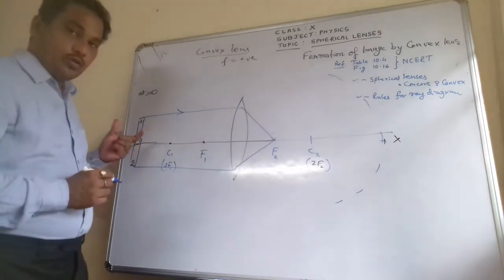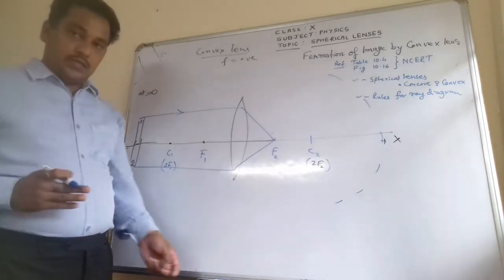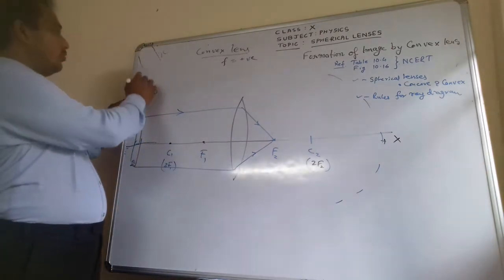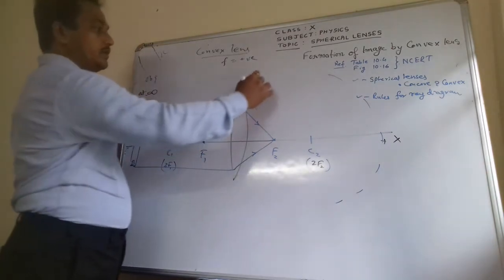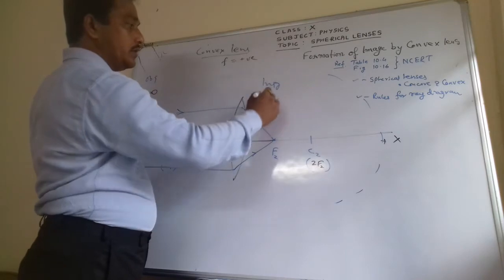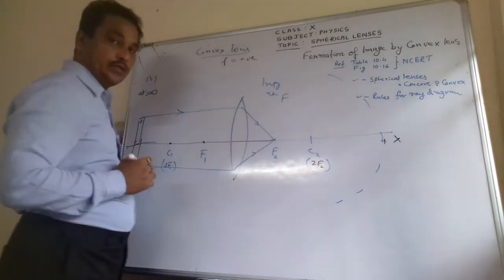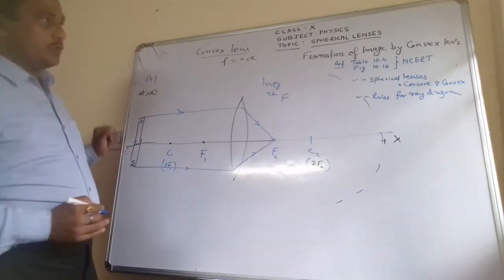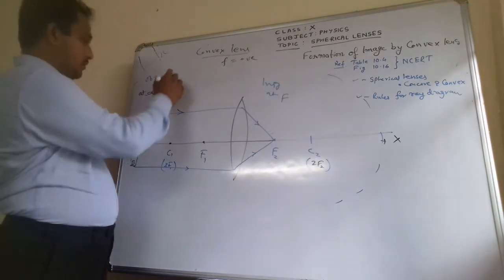That's why it is also called a converging lens, because the rays are converging, meeting at a point at the focus. So this is the first case: when the object is at infinity, where is the image formed? Image at focus. You can see here clearly. You will draw the ray diagram and put the arrow accordingly. So this is the first case.